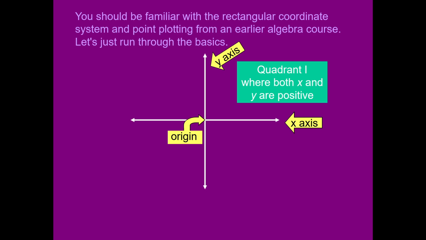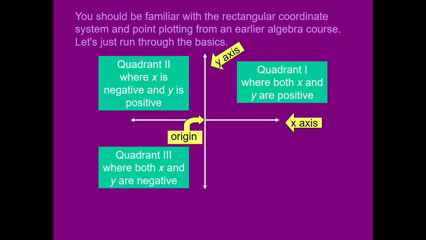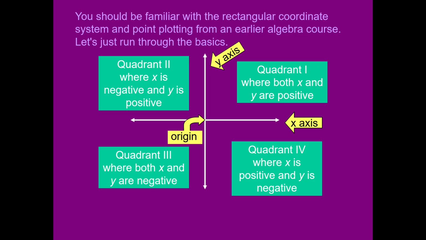Quadrant 1, x and y are both positive. Quadrant 2, where x is negative and y is positive. Quadrant 3, where x and y are both negative. Quadrant 4, where x is positive and y is negative.